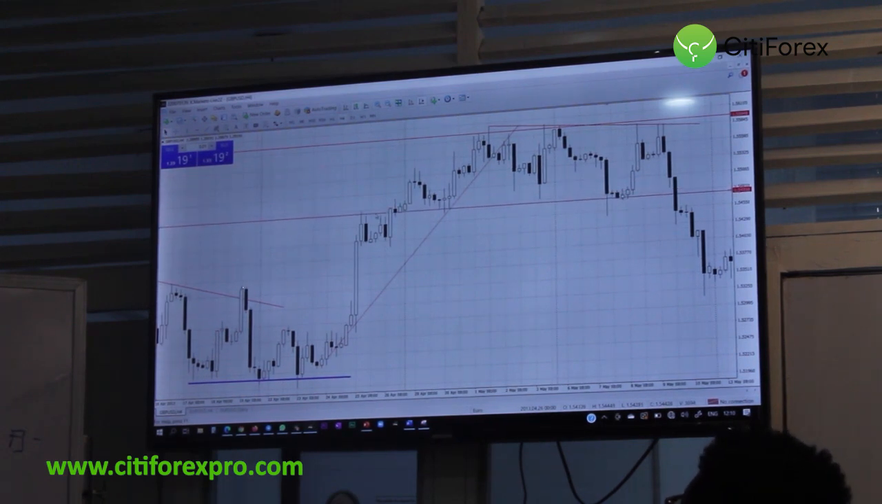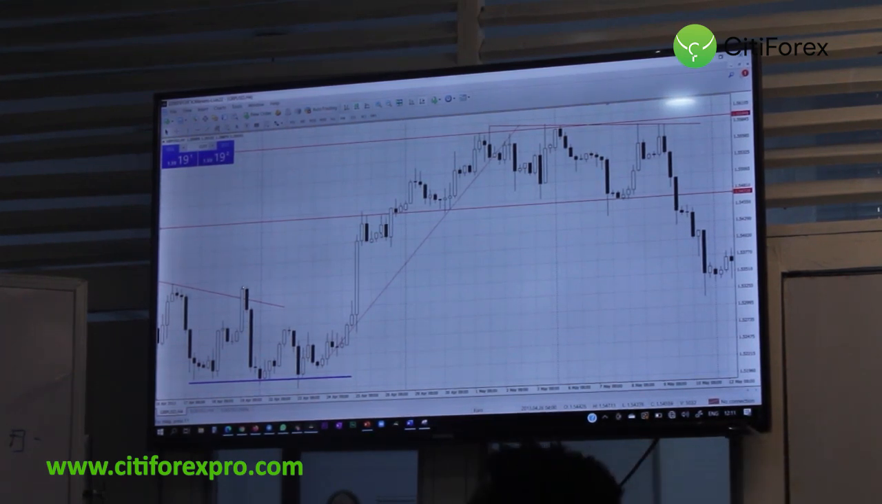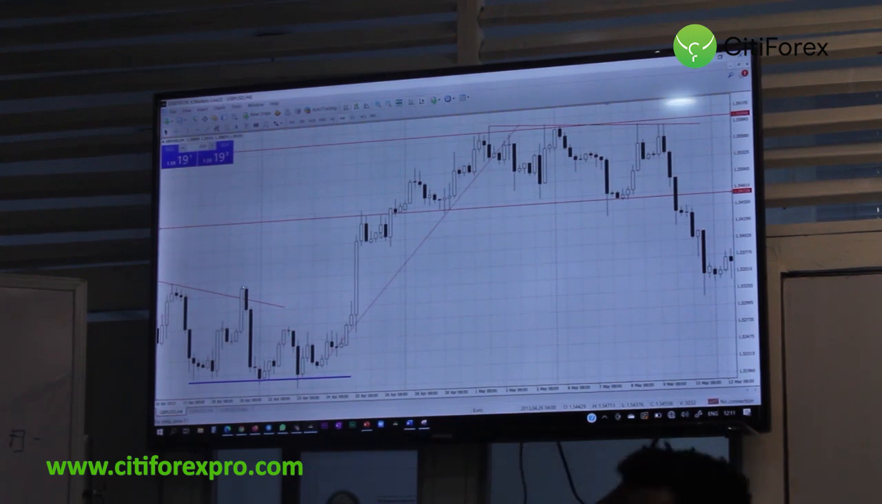What do you mean by confluence? Confluence is where two or more things are happening. Like what is happening? Confluence is where two technical analyses meet.